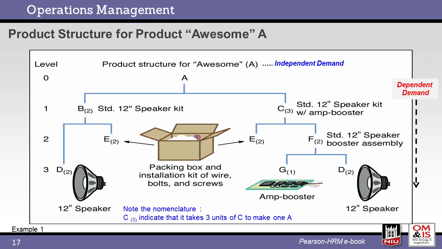We add detail to the BOM diagram identifying each item. We are reminded that Awesome A at level 0 is driven by independent demand, while all lower levels, 1, 2, and 3, have demand that is dependent upon the demand for product A.